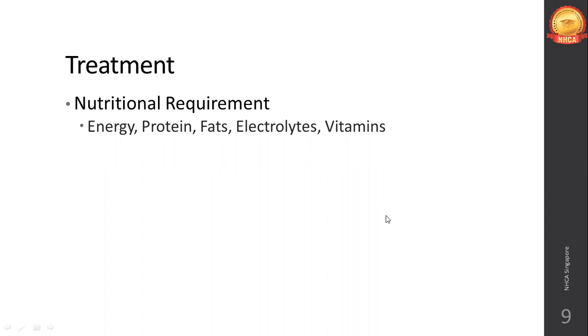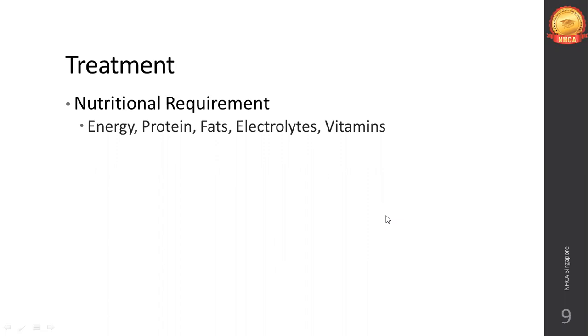Just imagine the child is weighing 4 or 5 kilos. If the child is 5 kilos in weight, the energy requirement would be around 1000 kilocalories. So 500 kilocalories should come exclusively from carbohydrates. The remaining 500 can be broken down into proteins and fats.